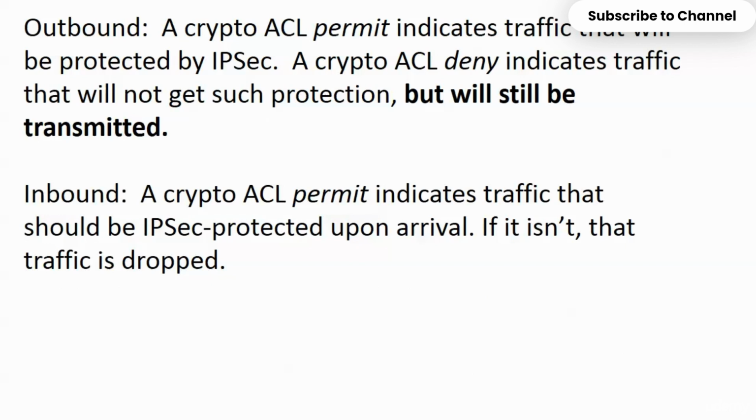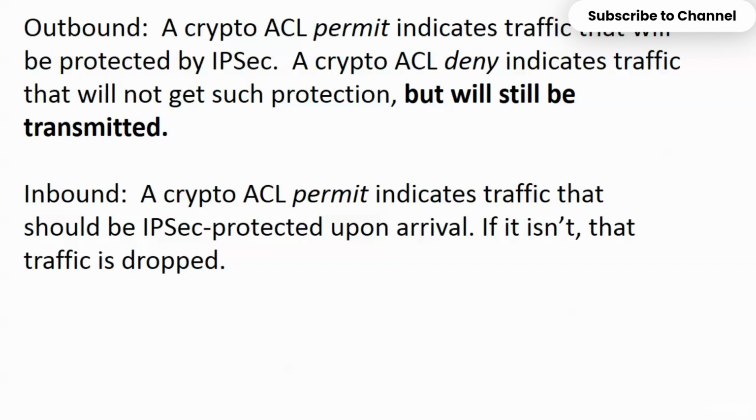For outbound traffic, a crypto ACL permit indicates traffic that will be protected by IPsec. A crypto ACL deny applied to outbound traffic indicates traffic that will not get IPsec protection, but it will still be transmitted. And I say it like that because it's so easy. Your mind's eye sees a deny and thinks, okay, that traffic's not going out. We know better. The traffic's still going out. It's not being denied transmission. It's being denied IPsec protection. That's what we're talking about here with a crypto ACL.